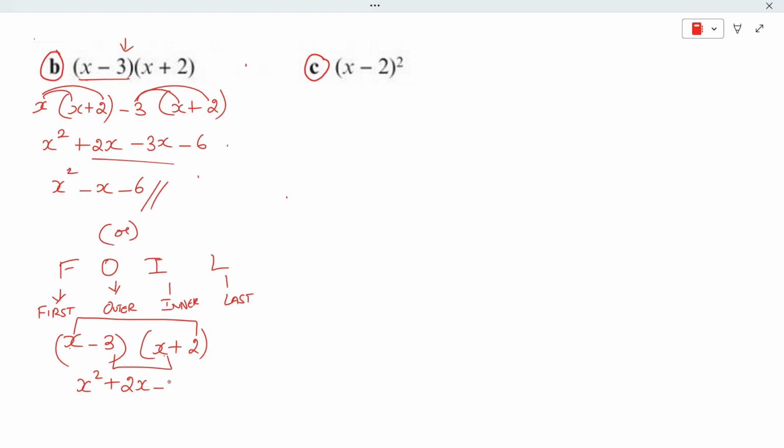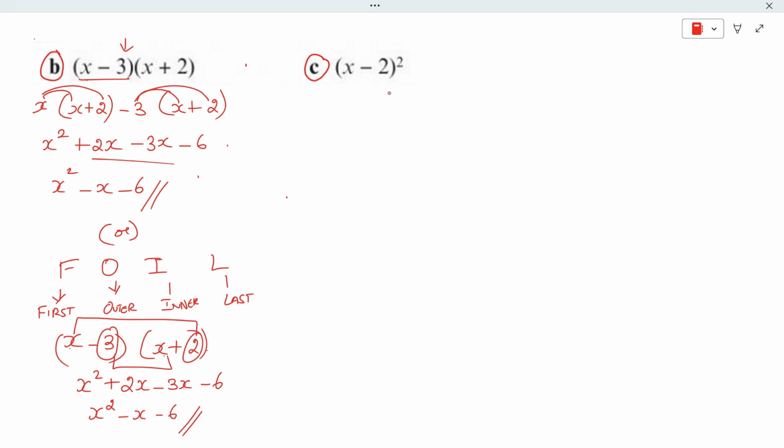Then inner, I stands for inner. So minus 3 times x is minus 3x. And the last term: minus 3 and positive 2. Don't forget to take the sign of a number, okay? So minus 3 times 2 is minus 6. So when you combine the like terms together, you will get x square minus x minus 6.